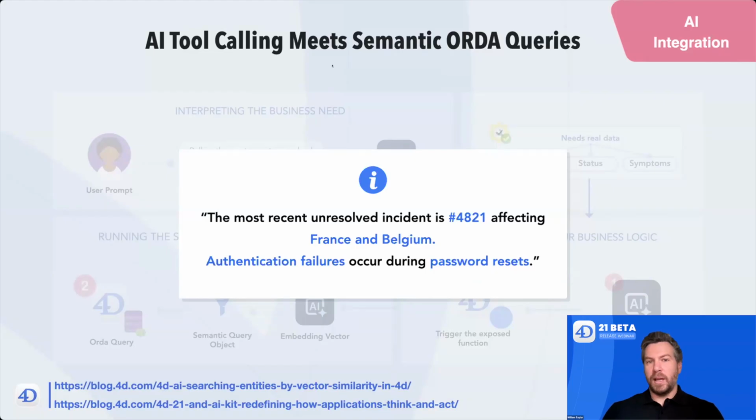The AI model selects and calls the correct function, and semantic queries reveal the record that the function needs. Together, they create an experience where a natural question leads to a precise answer, fully powered by the structure you already built, like the most recent unresolved case for these countries where access keeps failing. So, a very cool new way to do queries in 4D 21.